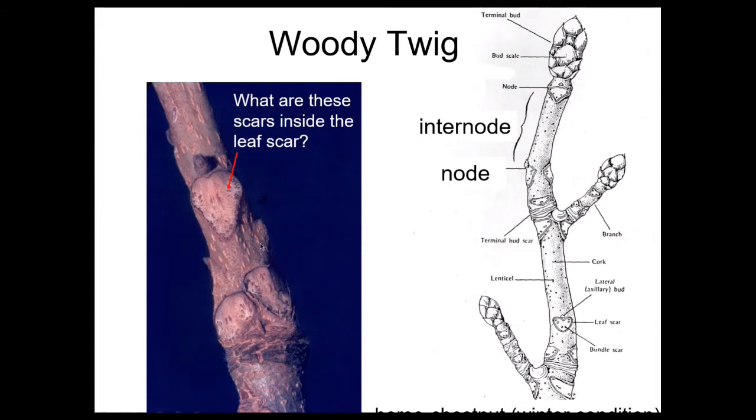Now, what are these scars inside the leaf scar? They are vascular bundle scars. And I actually have a tree of heaven right here that has alternate leaves, and you can see the same thing on it. It's also got something else out here called lenticels too. They're labeled here.